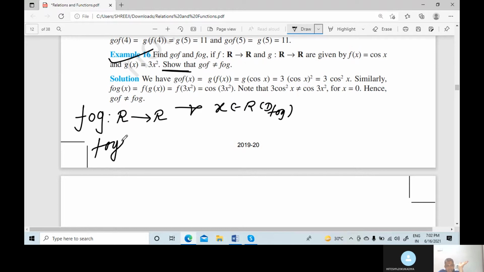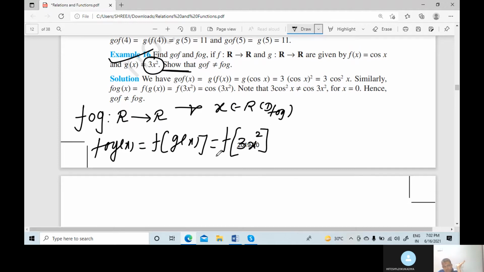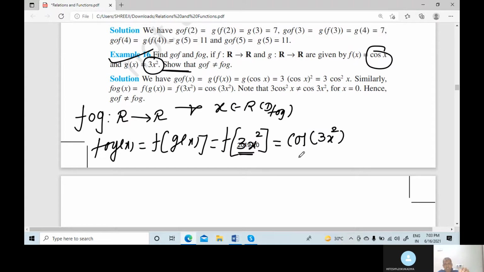Now calculate FOG(x) equal to F of G(x). Now what is the value of G(x)? Here G(x) equal to 3x square. Put here 3x square for the function F(x); this is your x. Now what is the function F(x)? F(x) is cos x. Now put in place of x, we write here 3x square. Is that clear, students? This is your answer: cos 3x square is FOG.